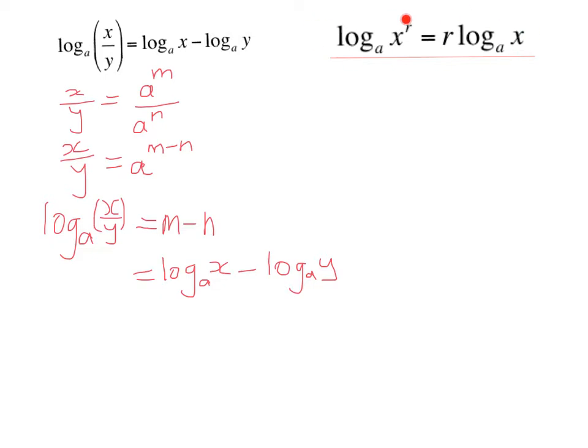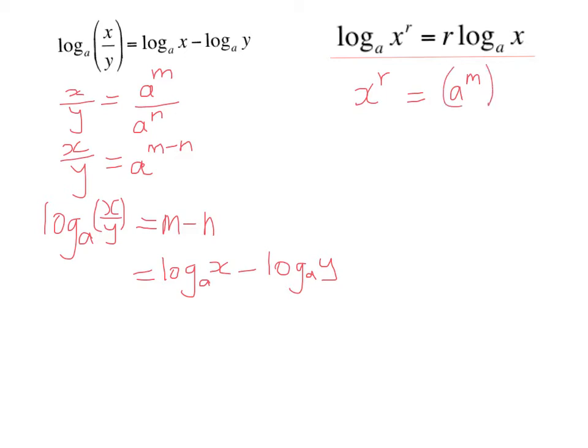And this is the third log law here. The way that we're going to derive that is using our index laws with our powers of powers. So this time, if we say we have x to the power of r, then remember x is equal to a to the power of m.